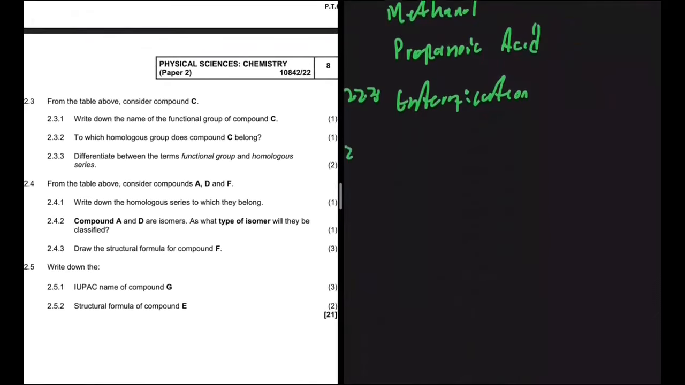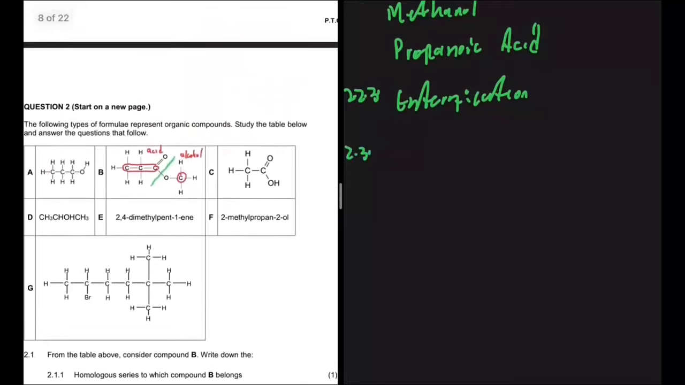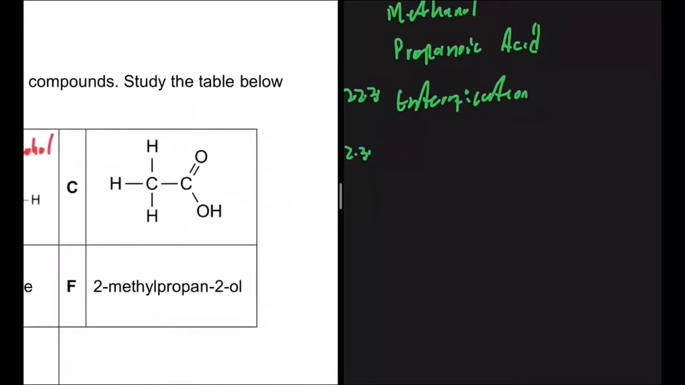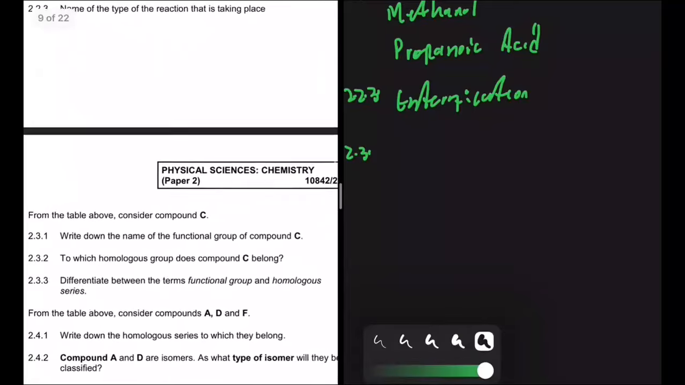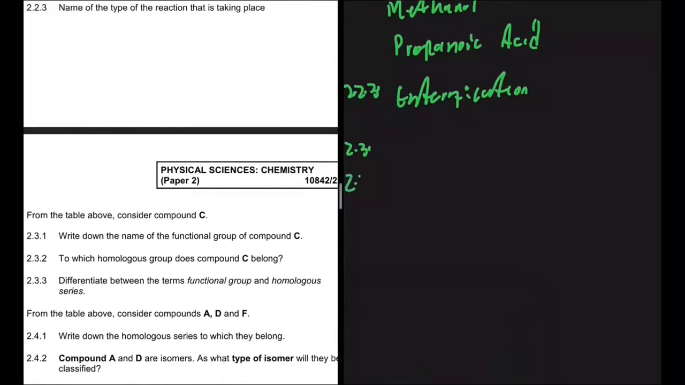So in 2.3, from the table above, consider compound C. So let's go to compound C and see what I have. Compound C, we have an acid. This is the functional group of an acid. Ethanoic acid to be specific. Let's go to the questions. 2.3.1. Write down the name of the functional group of compound C. So we've already deduced that compound C is an acid, right? The name of the functional group of acids is carboxyl. So we have carboxyl group. That is the name of the functional group.